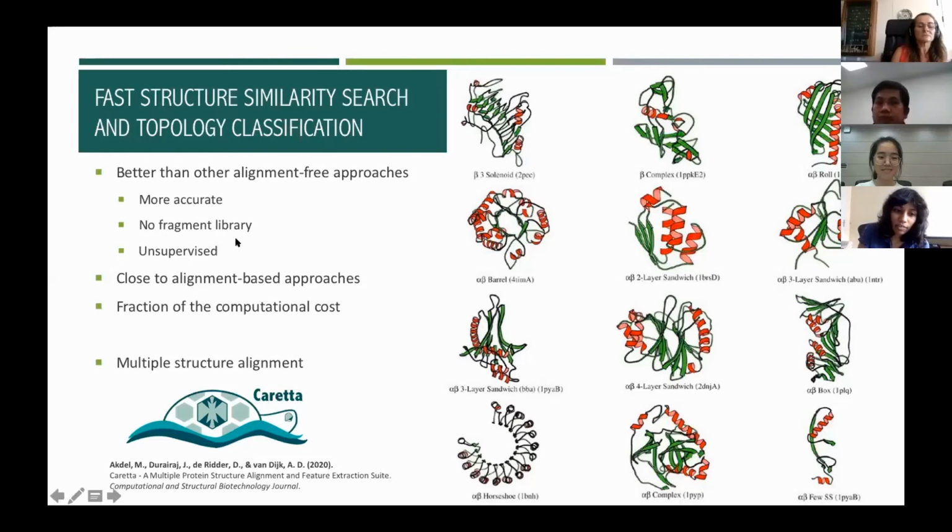And speaking of alignment, we also realized that we could use Geometricus in multiple structure alignment. So in the same way that sequence alignment tools like Clustal use k-mer counting to make a guide tree, we can use shapemer counting for the same purpose and get something that's a really fast structure alignment tool.